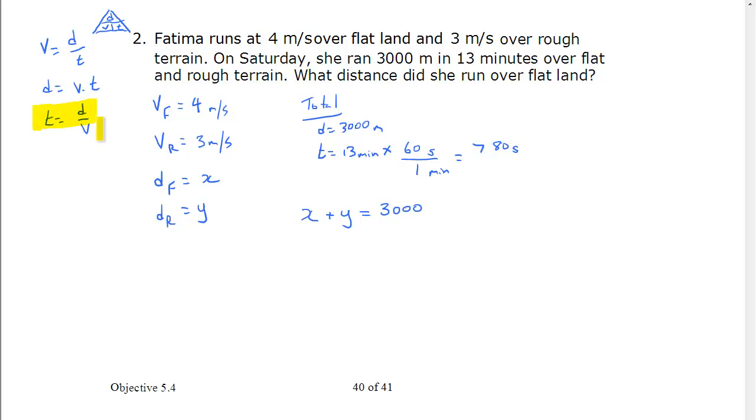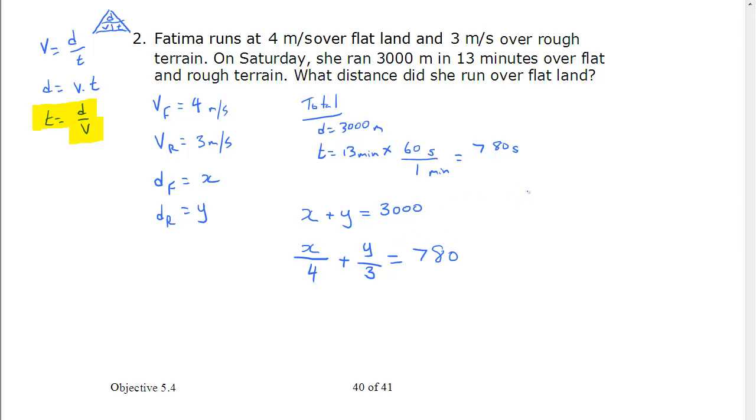time is given by distance over velocity. So the distance over flat is x, divided by the speed over flat, which is 4, plus the distance over rough, divided by the speed over rough. This is time, distance over speed, this is time. Add two times together, we get the total time, which has to be in seconds, at 780. So there's our equation. Total distance, total time. We can now solve this equation.